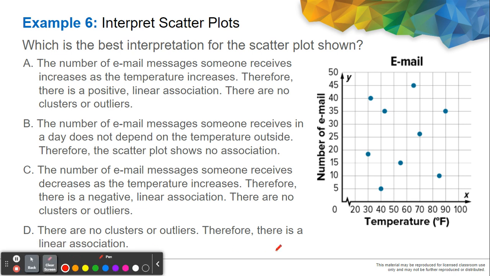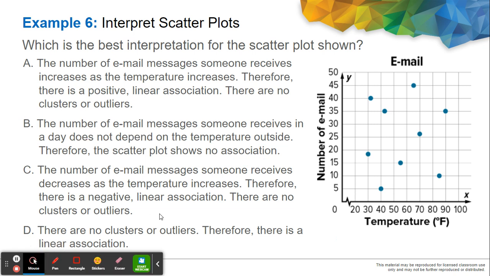For this question, it's very obvious. As you can see here, our dots are scattered randomly. There's no obvious pattern in our data here. So the correct answer is letter B: the number of email messages someone receives in a day does not depend on the temperature outside. Therefore, the scatter plot shows no association. That is the correct interpretation. It doesn't mean that if it's hot outside, you will receive more email, or if it's cold outside, you will receive less email. It doesn't work that way.